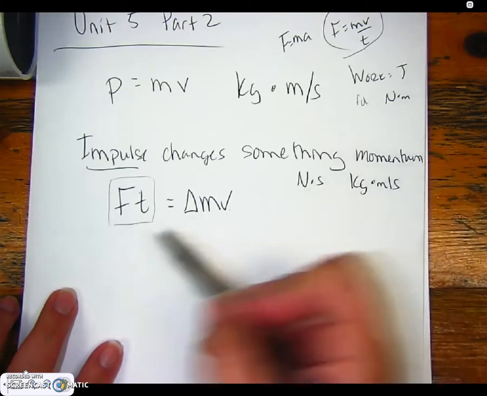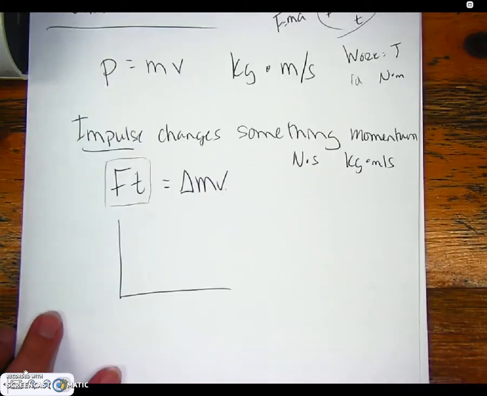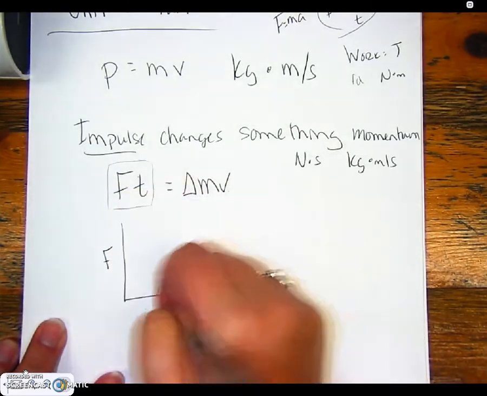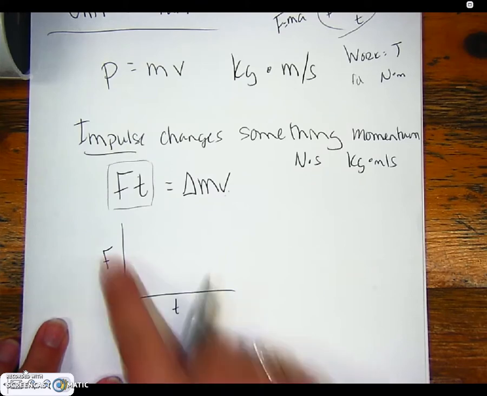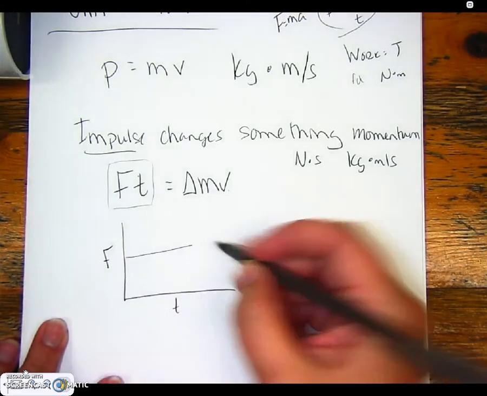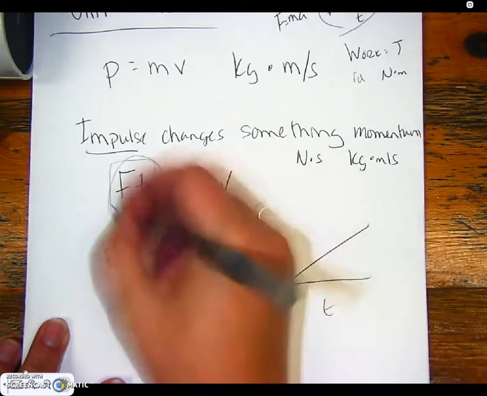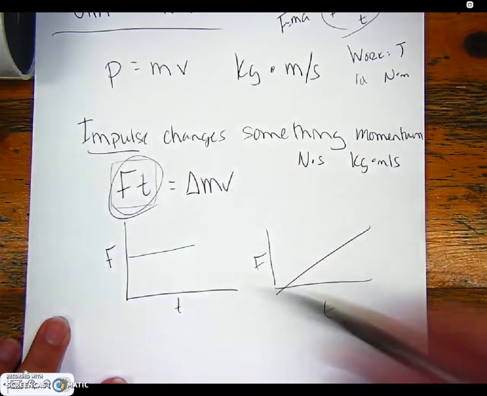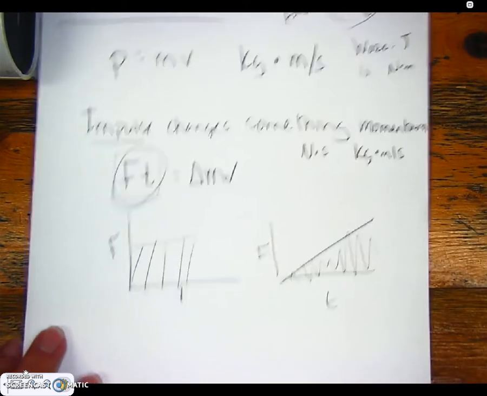Right? So graphically, when we're looking at impulse, quite frequently we will have graphs of force versus time, and because of the equation for impulse, we can quantify the change in momentum as the area under the curve for this.